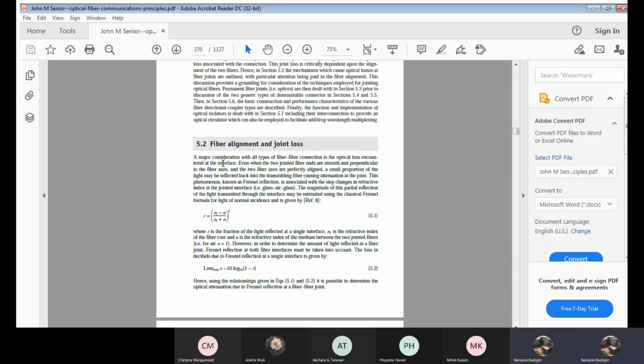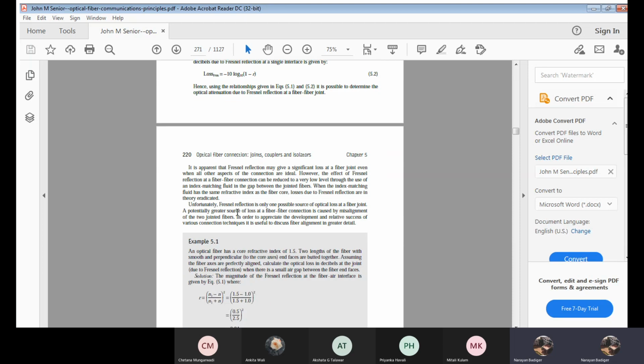Now based on this R I can calculate the loss. We will call this the Fresnel loss, and we express it in decibels. The loss due to Fresnel reflection is given by minus 10 times log to the base 10 of (1 minus R). These two are the equations used to calculate the partial reflection and the loss due to Fresnel reflection. These two are very important equations.